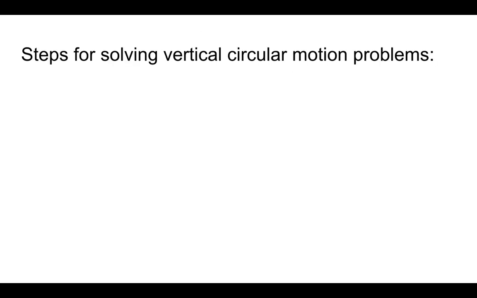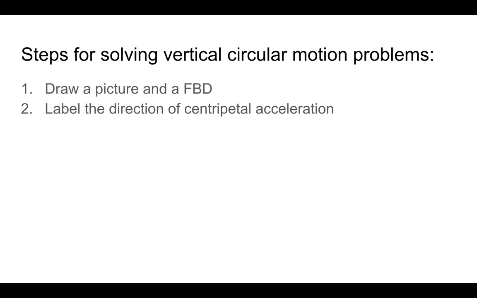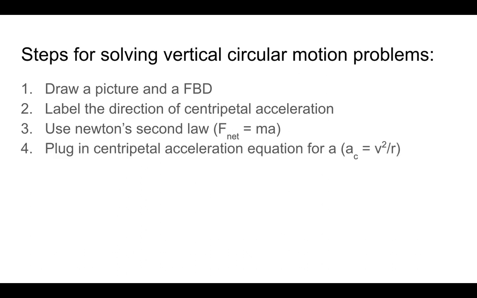I do have some steps that I want to go through. There's basically only one step that's different for vertical circular motion. First and foremost, you would have to write down your givens, and then I would want you to draw a picture and a free body diagram. The second thing, which is the different thing, is we want to label the direction of centripetal acceleration. This is really important because that will tell you which force is positive and which force is negative. I'm going to do some examples to show you what I mean by that. Then we're going to use Newton's second law: net force is equal to mass times acceleration, plug in our centripetal acceleration equation, and then solve for the unknown variable.